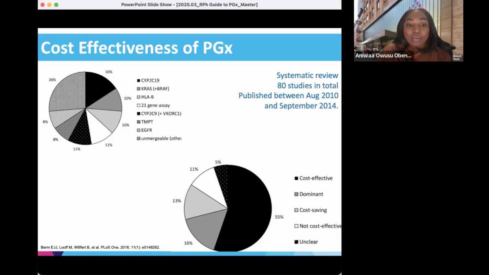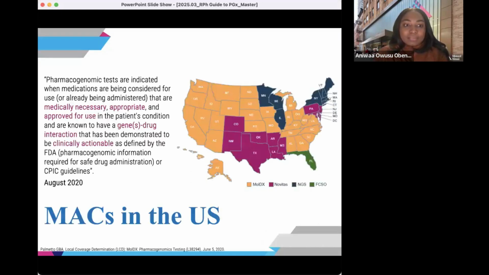So overwhelmingly, I would say, even if you just say 16% of them were not cost effective or unclear, overwhelmingly, most of the studies on pharmacogenomics have been cost effective. So there's no argument now of why are we paying for this. There's no benefit to the reimbursement or coverage of this, as we heard in the past from third-party payers.